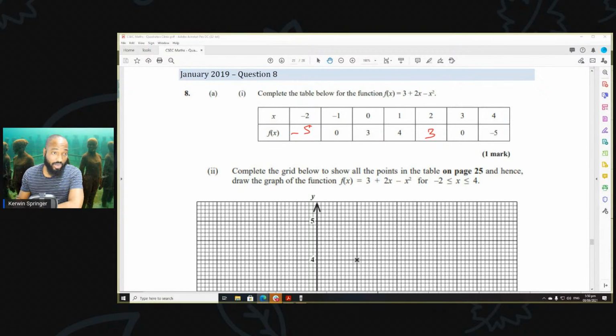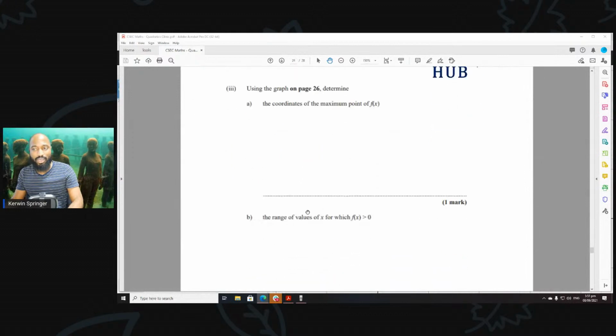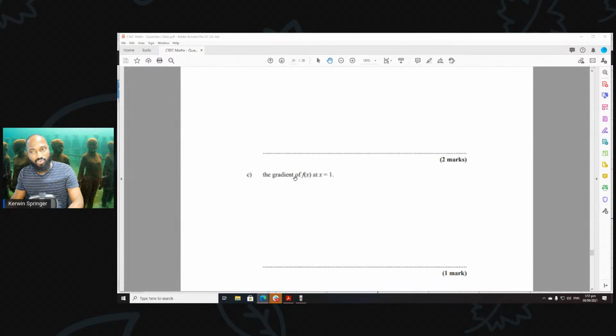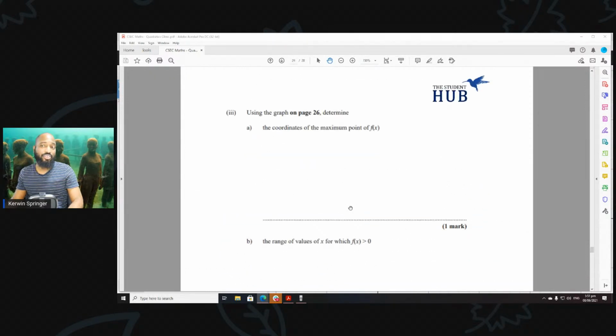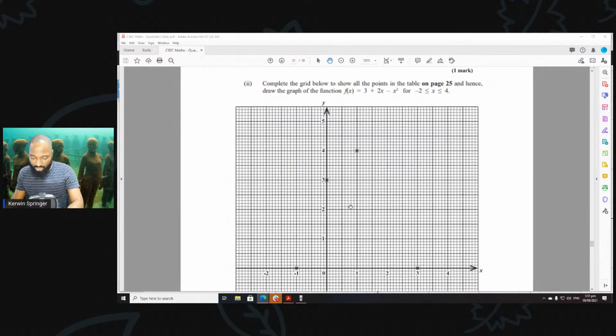Right? So now I complete the grid. So you complete the grid and they're going to ask you some questions. Coordinates of the maximum point, the range of values, all of these questions. The gradient of f of x at x is equal to 1. That's new. All right, so I'm going to do this entire question. That's simple, but it's new. So I'm still going to do it. What are we doing? We had a point here. Why are they using asterisks? Oh, no, they're not.